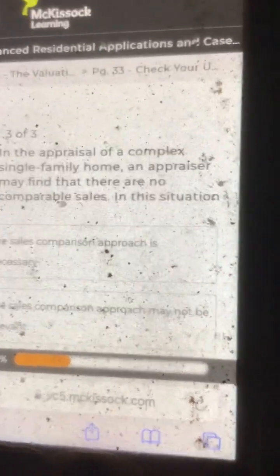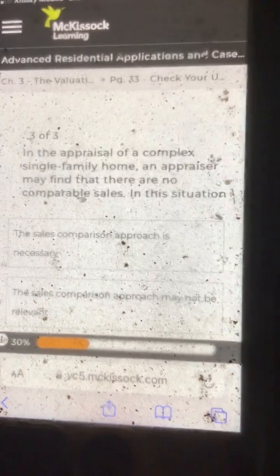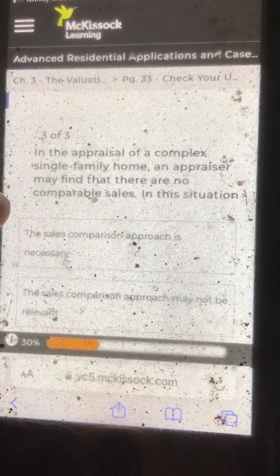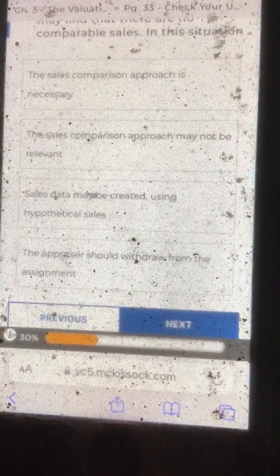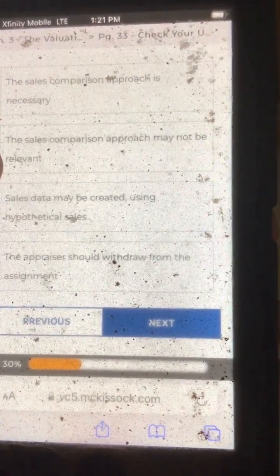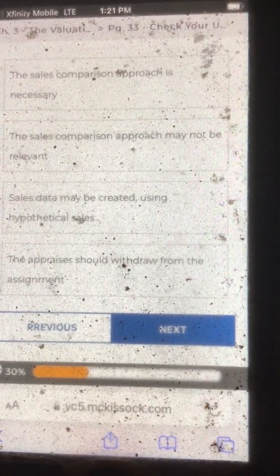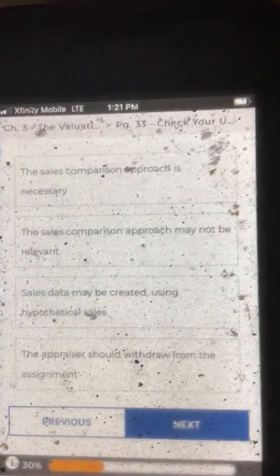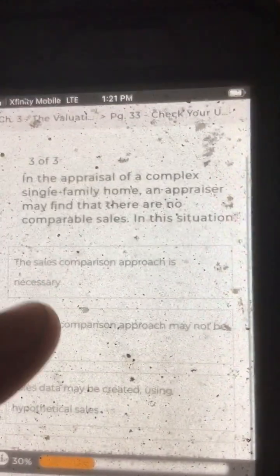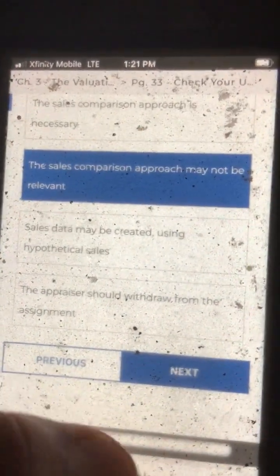Number 3. In the appraisal of a complex single-family home, an appraiser may find that there are no comparable sales. In this situation, A, the sales comparison approach is necessary. B, the sales comparison approach may not be relevant. C, sales data may be created using hypothetical sales. Or D, the appraiser should withdraw from the assignment. I'm gonna go B. The sales comparison approach may not be relevant.